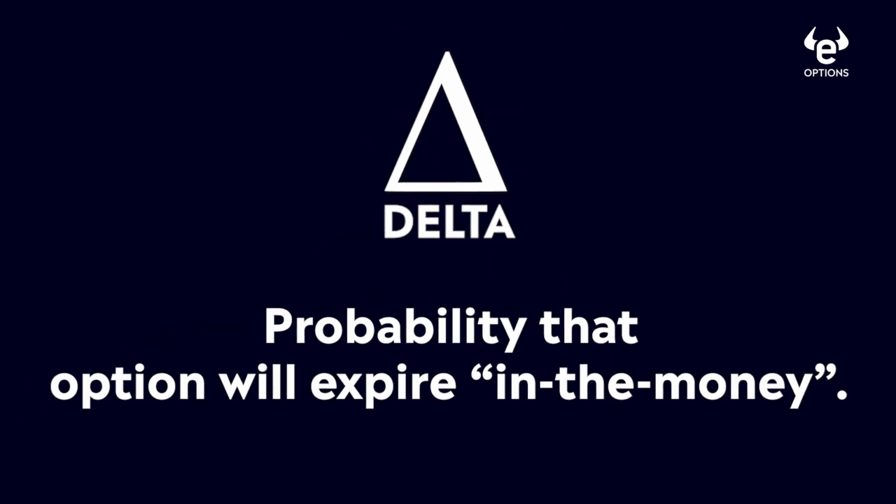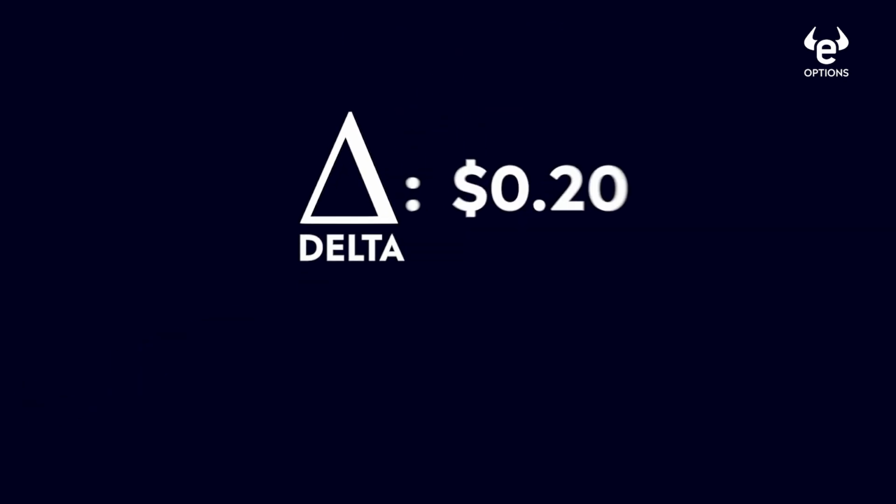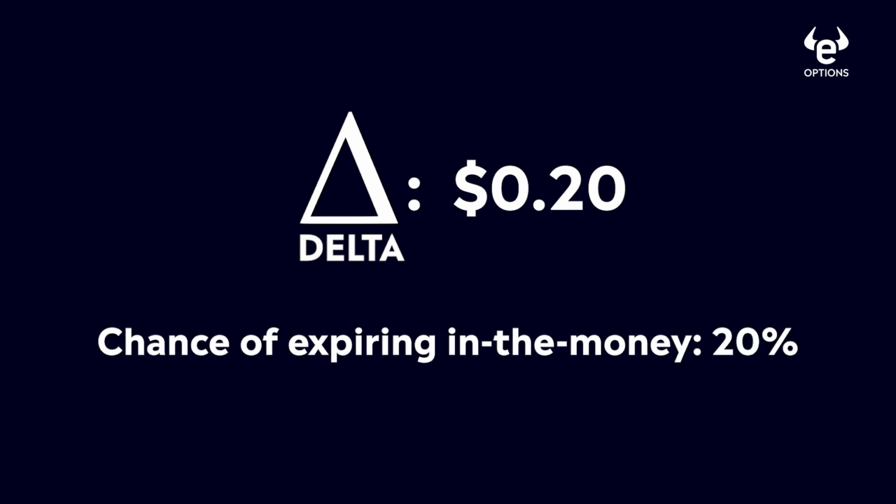That's the math for a call option, but because put options are bearish, they have negative deltas, but it works pretty similarly. Another thing you should know about delta, it's viewed as a rule of thumb as the probability that the option will expire in the money. So if the delta is 20 cents, the option is seen as having a 20% chance of expiring in the money.